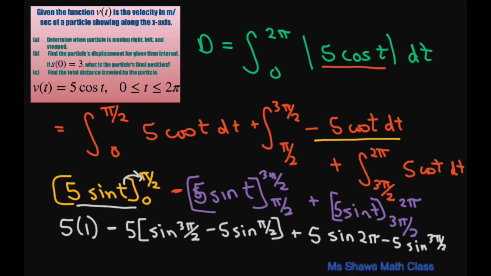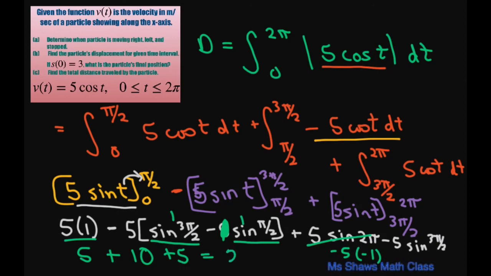All right, so here we get 5. I have two 5s here, so I'll take that 5 out. Two negatives make a positive, and we're going to have a 1 here and a 1 here, so this is going to be plus 10. Now this is going to be 0, and then we're going to have negative 5 times negative 1, so this is plus 5. So the total distance traveled is 20.